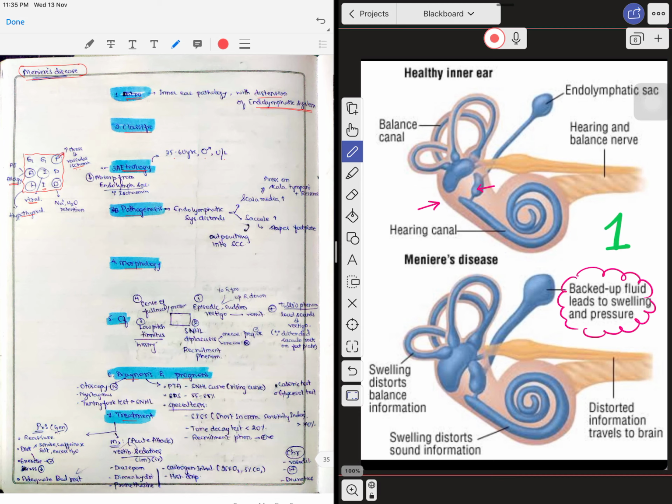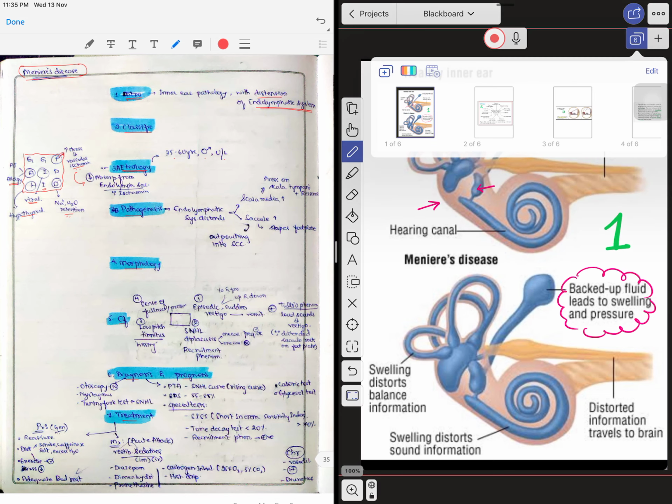And the last is sodium and water retention. This can also lead to Meniere's disease. And remember that this vascular ischemia can result in decreased absorption from the endolymphatic sac, which in turn can cause Meniere's disease. Now let's discuss a very important aspect.